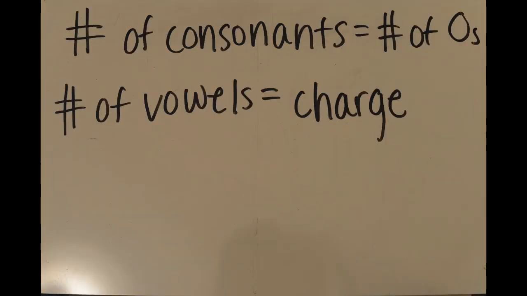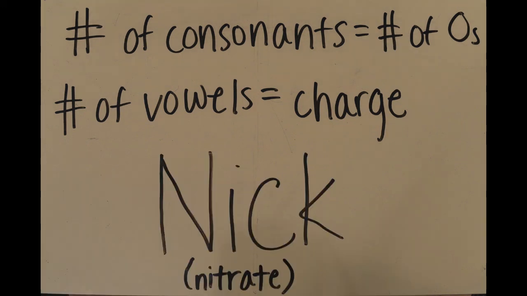In each of the words, the number of consonants represents the number of oxygens in the polyatomic ion, and the number of vowels represents the charge. The first letter also shows which polyatomic ion it is for. For example, let's start with Nick. This starts with N, so it is for nitrate.